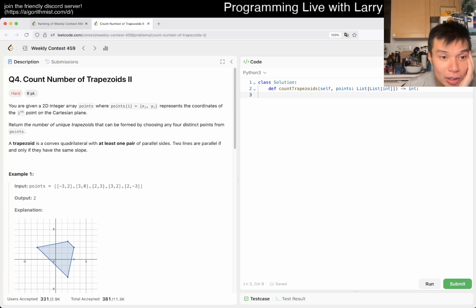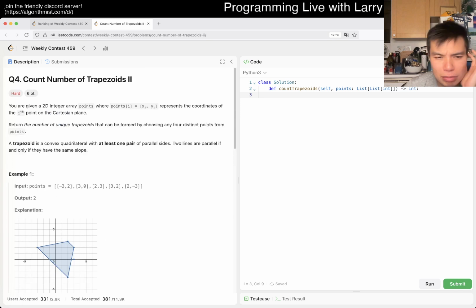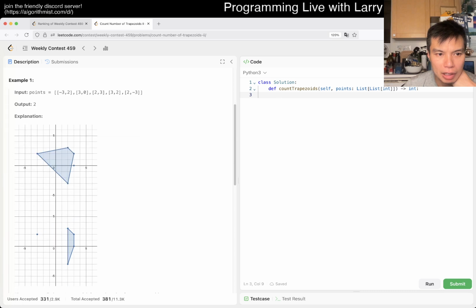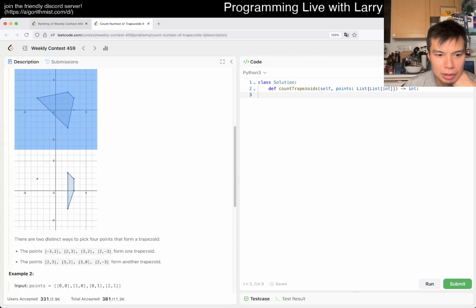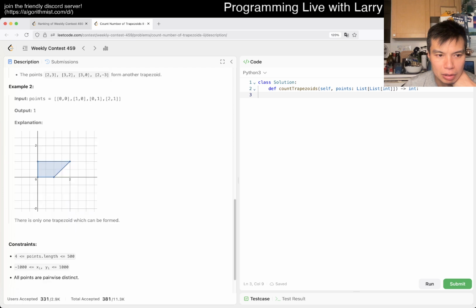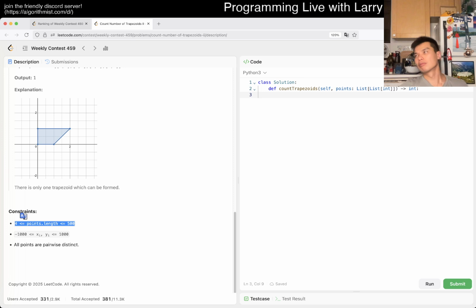All right, Q4 points. Coordinates, number of unique trapezoids. Like, what's a unique trapezoid? Oh, just like there's no weird things, right? So the parallel lines part is kind of interesting, I suppose. 2 distinct ways to pick 4 points. So it's these 2. Okay. So it's not axis aligned, I suppose that's the thing. There's only 500. So let's give it a think.